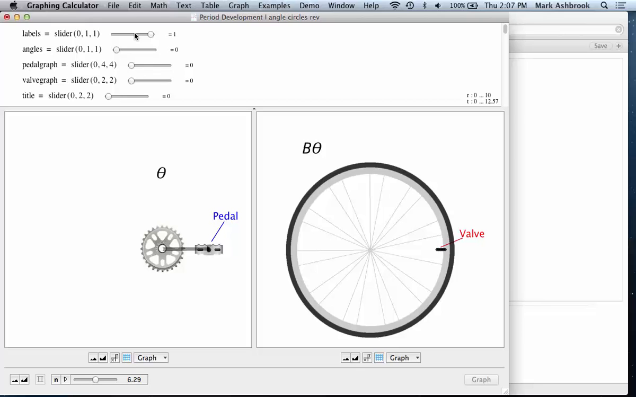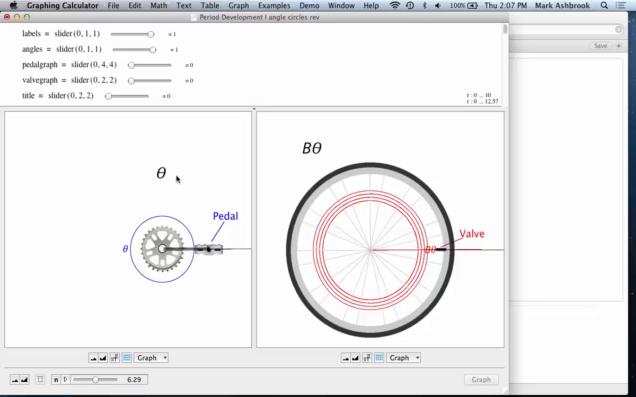So here's what we got. We got the pedal, that's the one I'm showing on the left, and then the valve on the tire I'm showing on the right. And so the setup is that. That's not what I wanted.